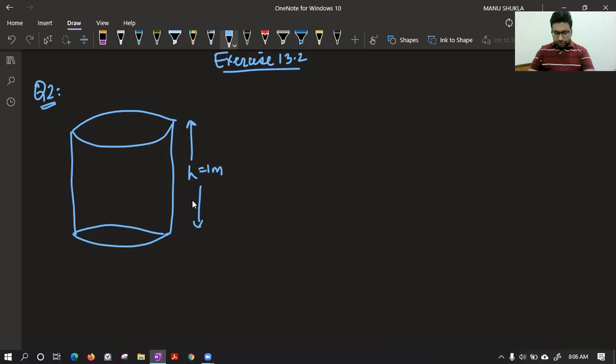The base diameter is 140 centimeter. So you can say this is the radius. If diameter is 140, we can take the radius as 70 centimeter. Right now you can observe this is in centimeter, this is in meter, which is a contradiction. How many square meters of the sheet are required for the same?